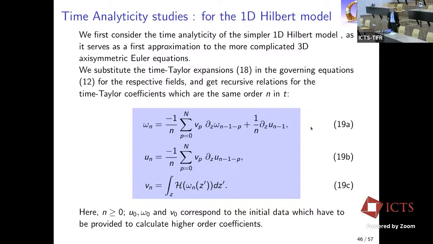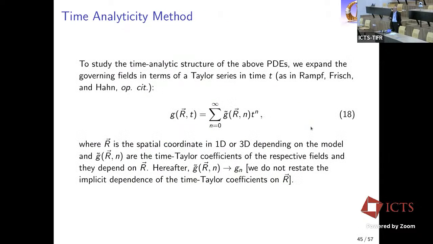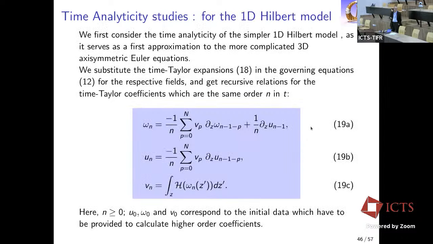We substitute this Taylor representation into those equations, and we compare the coefficients of powers of t to the n, and that leads us to recursive relations between these Taylor coefficients. So for the omegas, the omega n's, for the u's, the u sub n's, and the v sub n, and that's the Hilbert transform. All right?